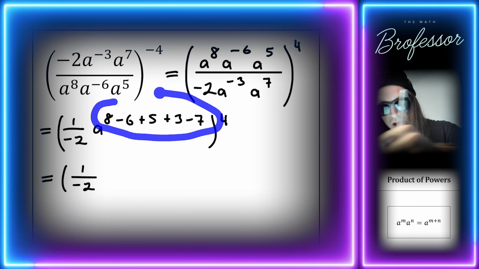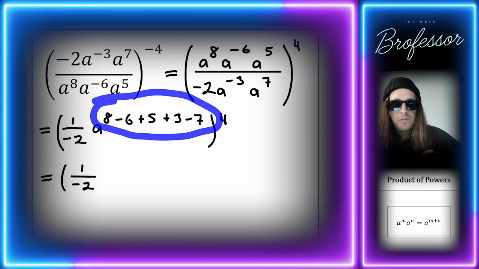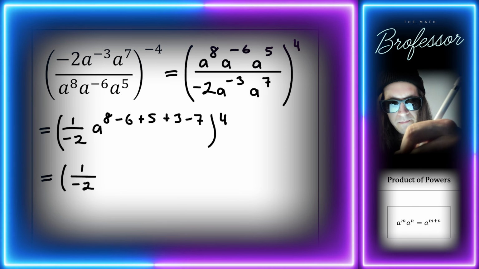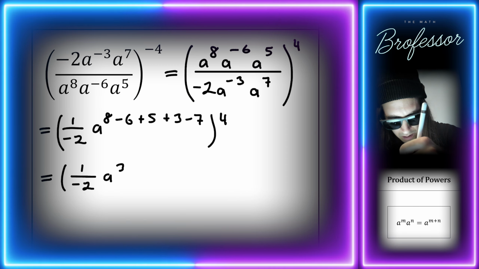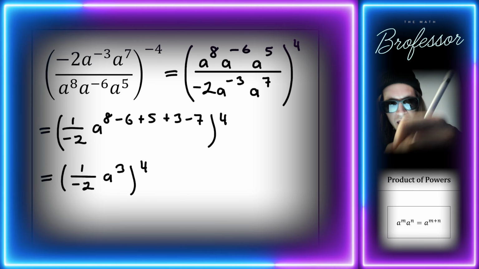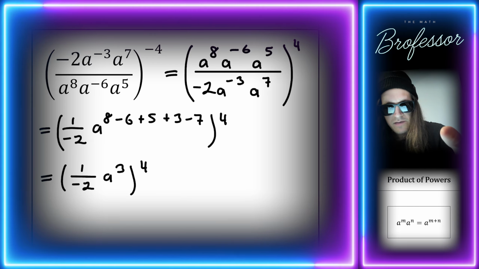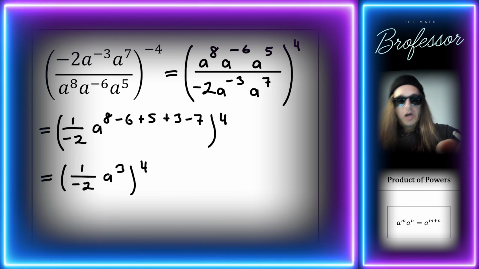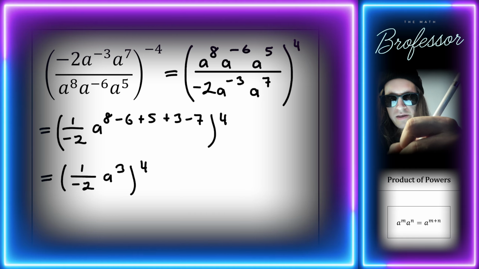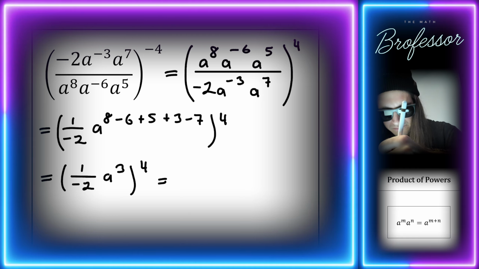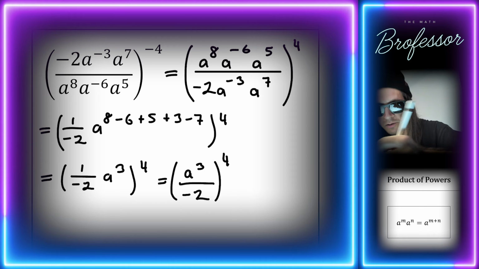What is all this right here? 8 minus 6 is 2, plus 5 is 7, plus 3 is 10, minus 7 is 3. A to the third power. Let me think that one more time. 8 minus 6 is 2, plus 5 is 7. Yeah, all right, good. We could rewrite this as A cubed over negative 2 to the fourth power. I'm just rearranging. There's no properties there.